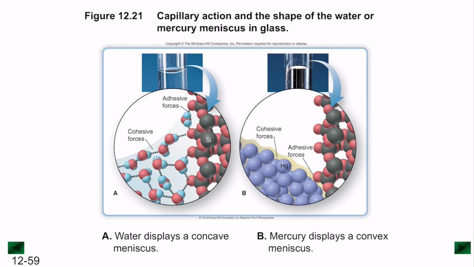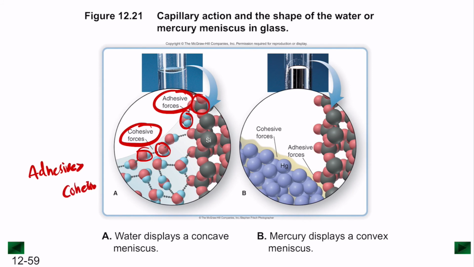Next one is capillary action. Capillary action generally requires understanding of two forces: cohesive forces and adhesive forces. Cohesive forces are the forces between molecules of similar type. Adhesive forces are the attraction between molecules of different types. Now, if the adhesive forces are greater than the cohesive forces, the meniscus will have an upward shape. But if the adhesive forces are less than the cohesive forces, the meniscus will have a downward shape.